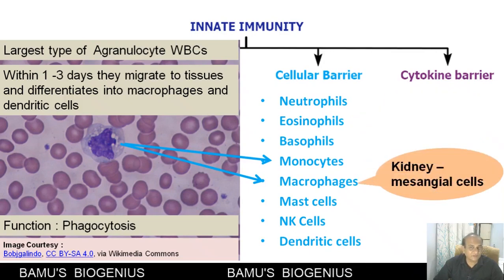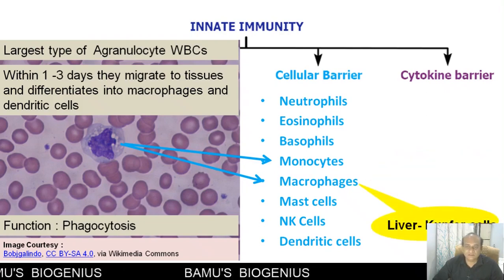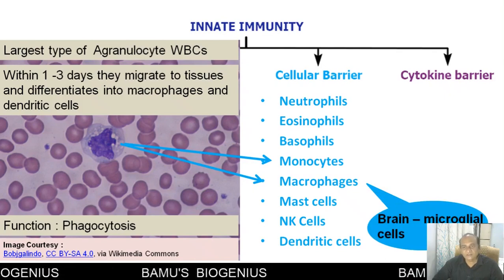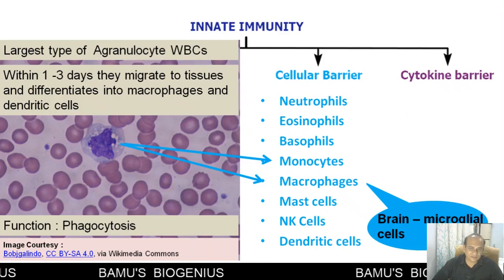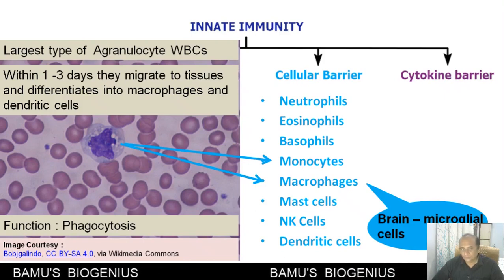If they are present in the kidney, they are called mesangial cells. If they are present in the liver, they are called Kupffer cells. And if they are present in the brain, they are called microglial cells. Now, all these macrophages are strategically located so that if any bacteria or pathogen comes in, it can be phagocytosed. This is the function of macrophages.